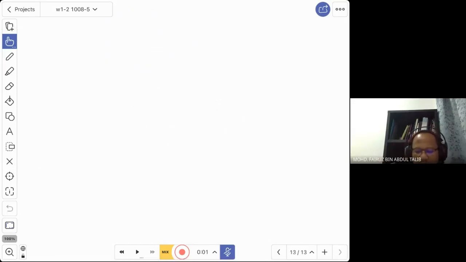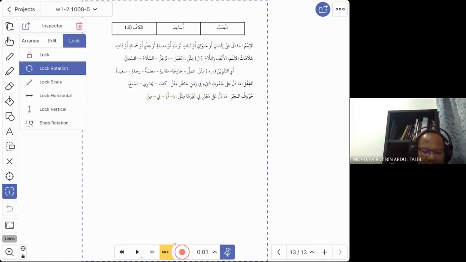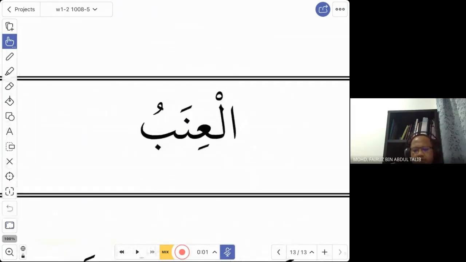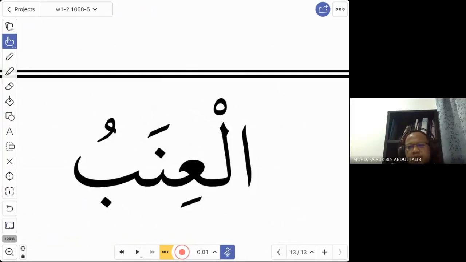Okay, look at the next page. So on the next page, we have other examples as well, for the noun. Who else? Sajad. Yes, Sajad. Iqra Sajad.